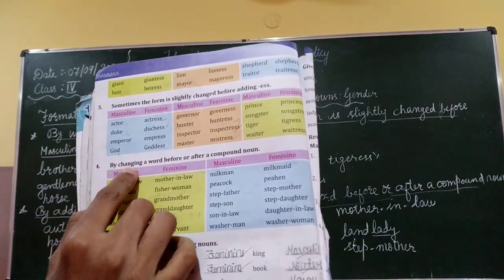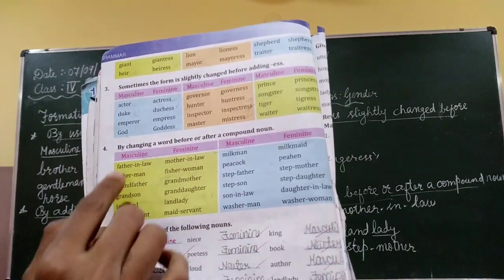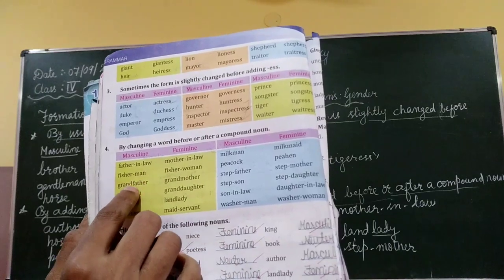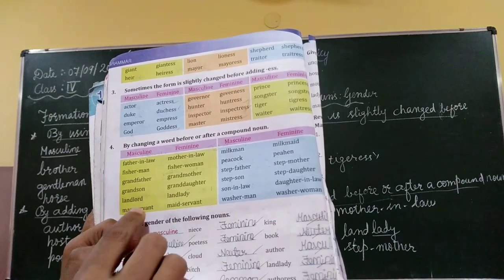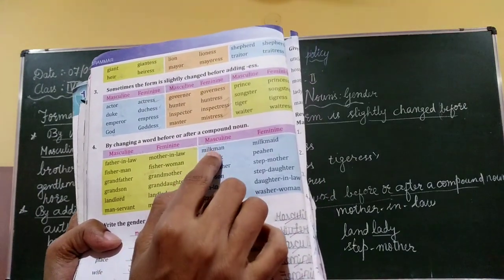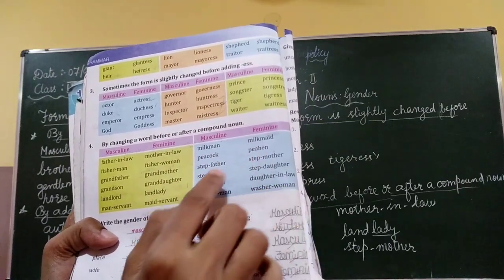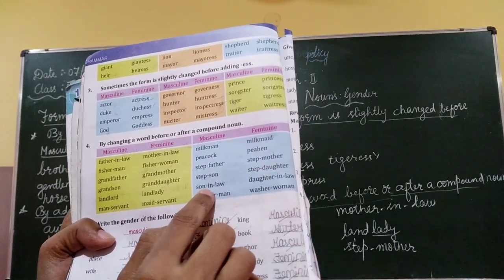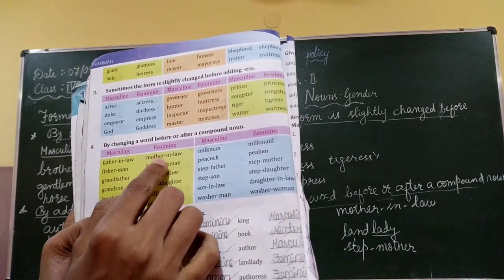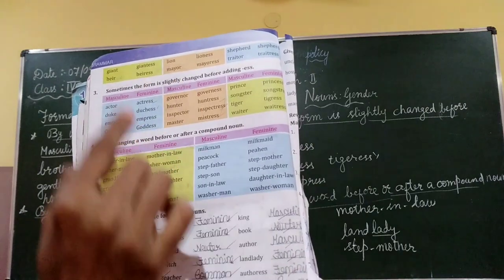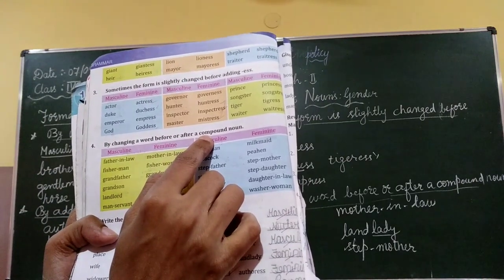Next, by changing a word before or after a compound noun. Father-in-law, mother-in-law. Fisherman, fisherwoman. Grandfather, grandmother. Grandson, granddaughter. Landlord, landlady. Manservant, maidservant. Milkman, milkmaid. Peacock, peahen. Stepfather, stepmother. Stepson, stepdaughter. Son-in-law, daughter-in-law. And washerman, washerwoman. Here you just change a word in front of or after a compound noun. Okay?